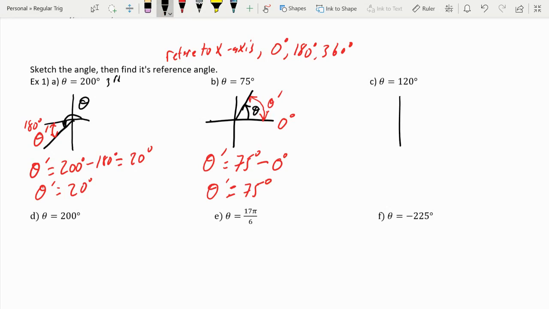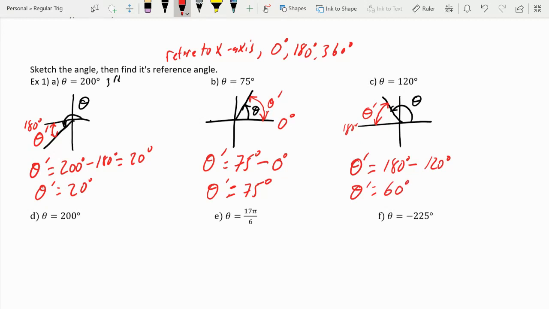All right, 120 degrees, second quadrant. There it is. There's theta. But then, where is theta prime? There's that reference angle. There's theta prime. What am I going to refer back to? I'm referring to 180 degrees. So 180 minus 120. Theta prime is going to equal 60 degrees.